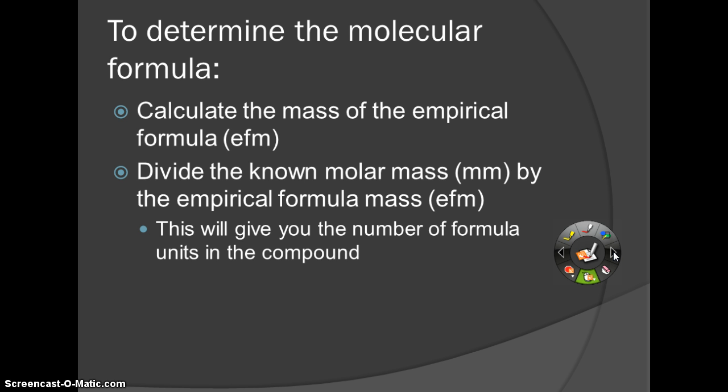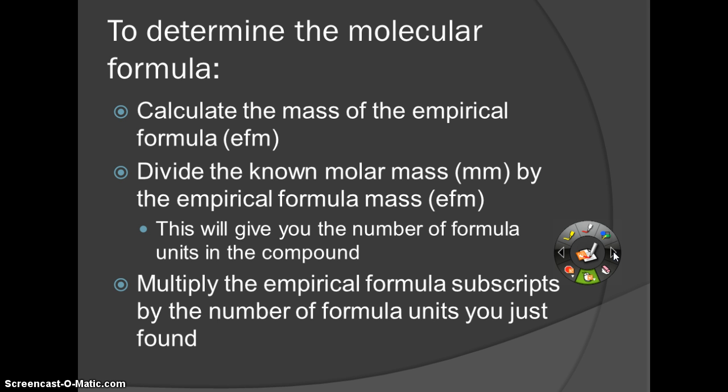You're going to take the known molar mass that they've given you in the problem, divided by the empirical formula mass that you just found. This is going to give you a whole number, and that's going to be the number of formula units that are in the compound. So you're going to take that number, multiply it by the empirical formula subscripts that you have, and that's going to give you your molecular formula. So the number that you found in this step is what you're going to multiply your empirical formula subscripts by to give you your molecular formula.